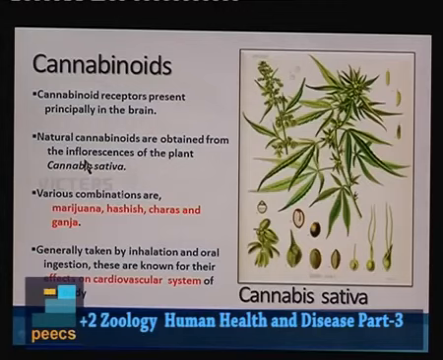So, whether it is marijuana, hashish, charas or ganja, all the different preparations of Cannabis sativa will contain THC, or tetrahydrocannabinol. And the receptors of cannabinoid are usually in the brain itself. And what is the effect? Main effect is on the cardiovascular system.